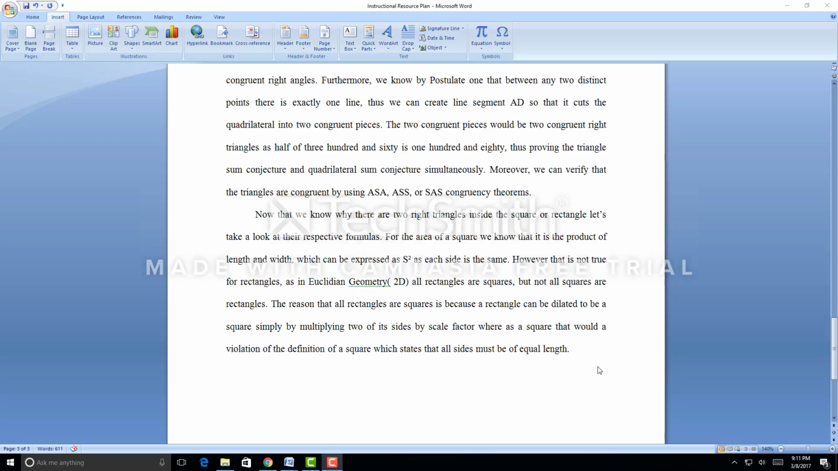The reason that all rectangles are squares is because a rectangle can be dilated to be a square simply by multiplying 2 of its sides by a scale factor, whereas a square, that would be a violation of the definition of square, which states that all sides must be of equal length.